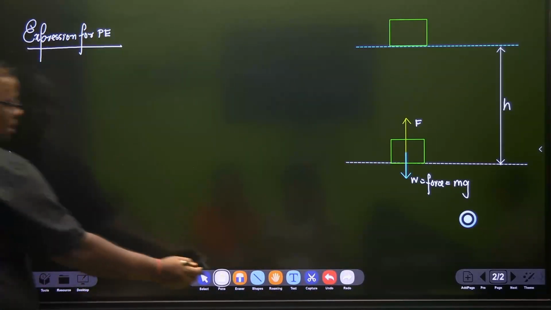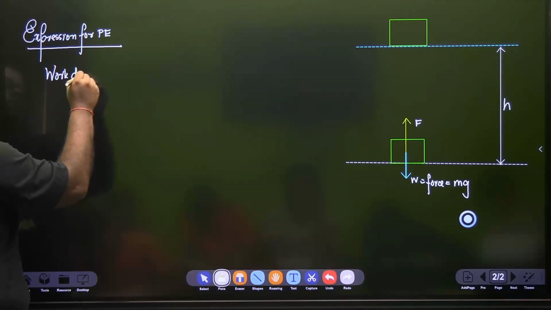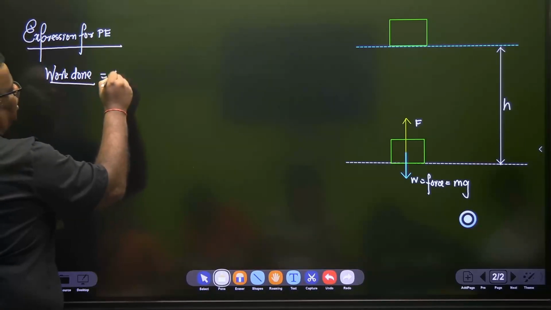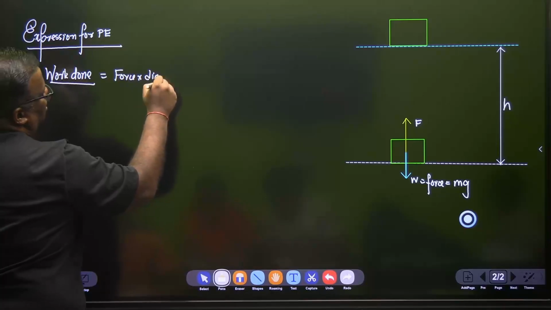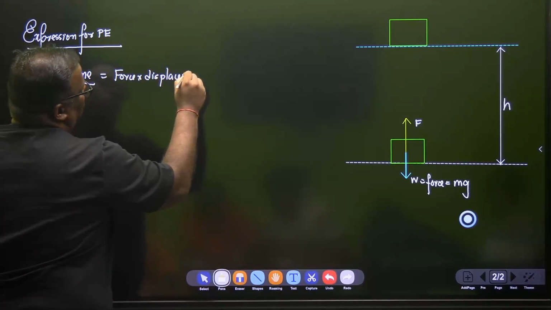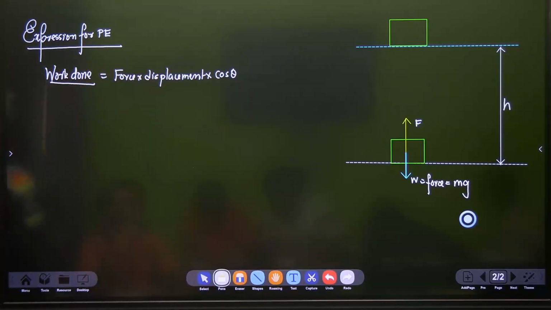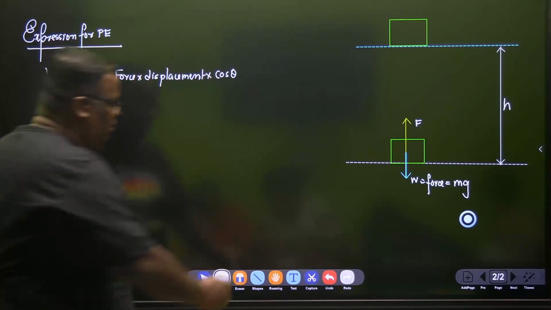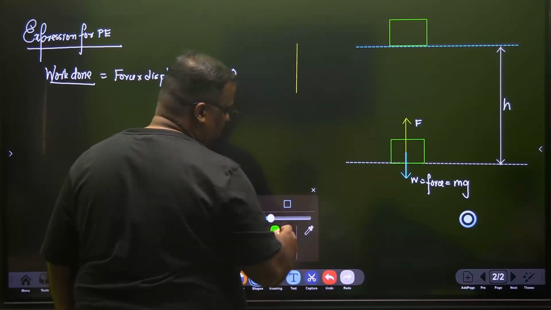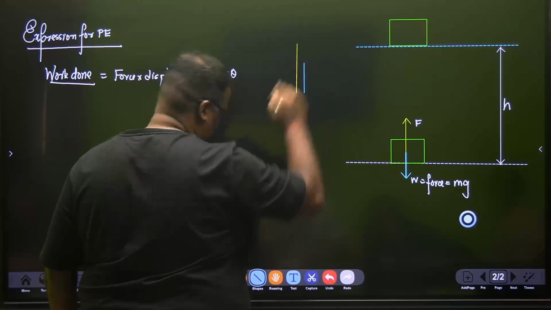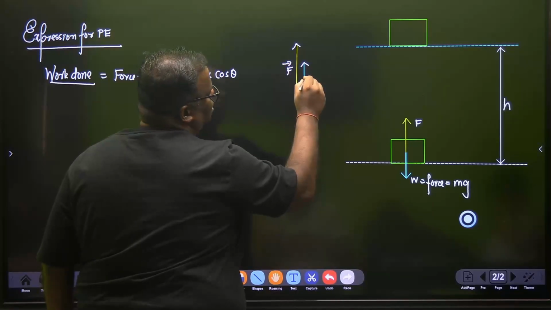Now let's see. By our definition, work done is always given by force multiplied by displacement multiplied by the cosine of the angle theta between them. We're going by basics, right? In the vector method, your force is acting in this direction, and your displacement is also happening in this direction. This is my force vector, and this is my displacement vector.